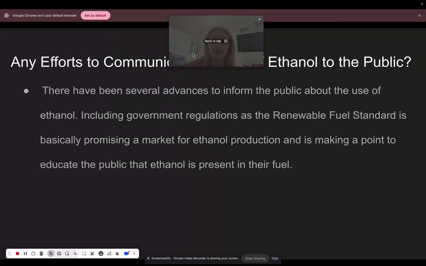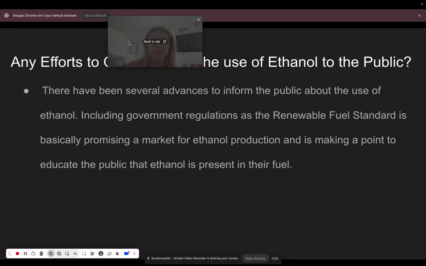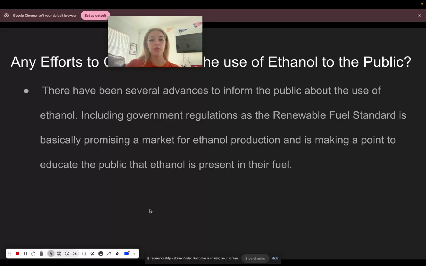Are there any efforts to communicate the use of ethanol to the public? There have been several advances to inform the public about the use of ethanol, including government regulations, as the Renewable Fuel Standard, or RFS, is basically promising a market for ethanol production and is making a point to educate the public that ethanol is present in their fuel.